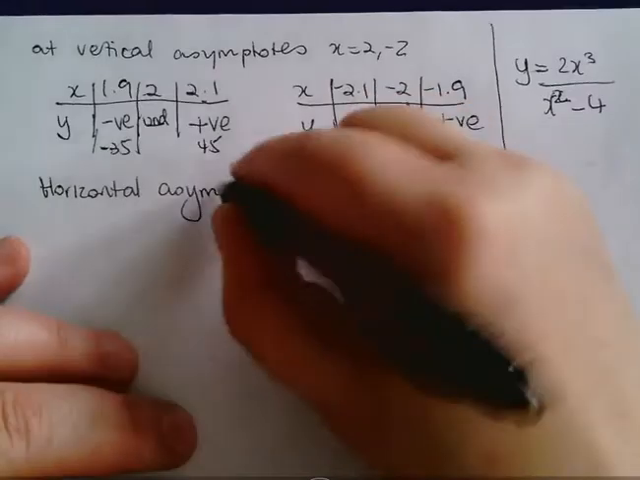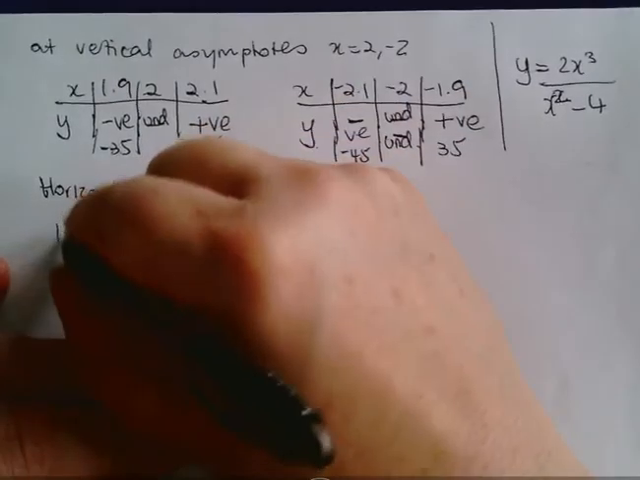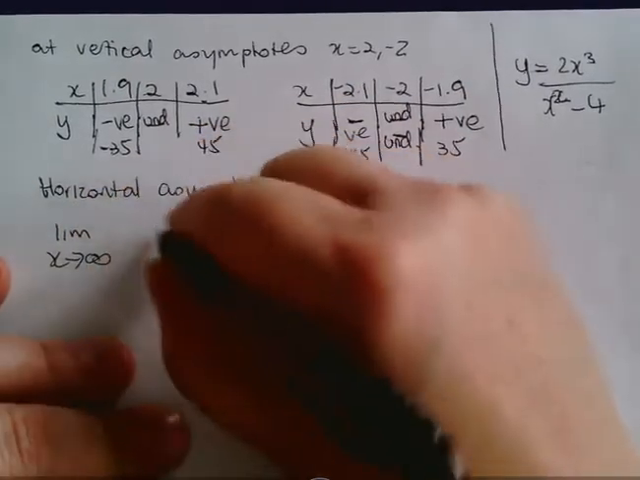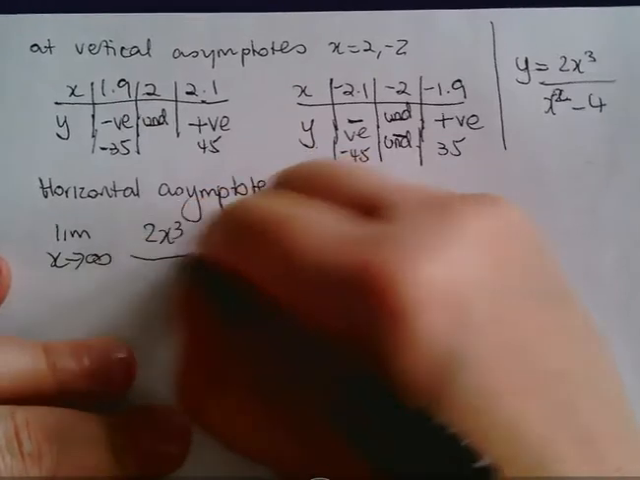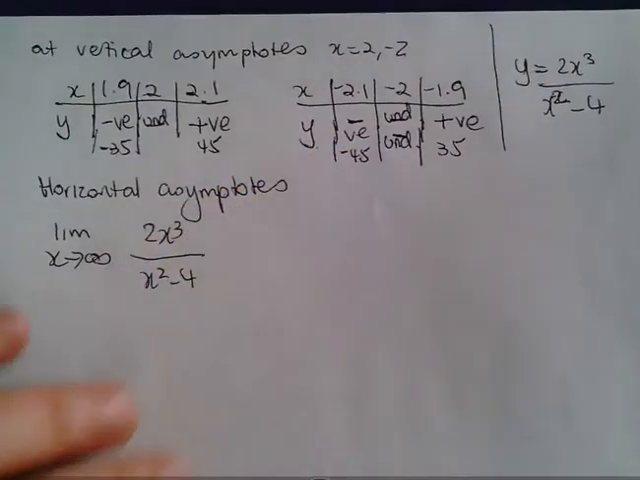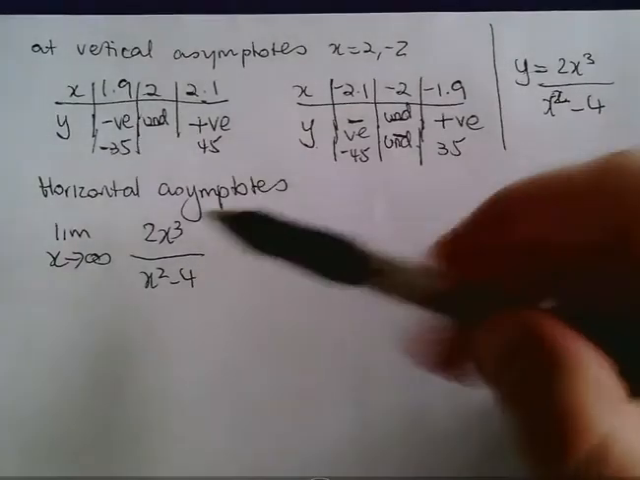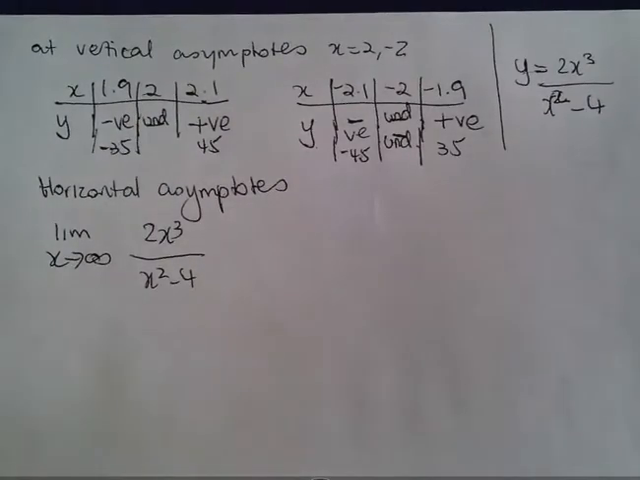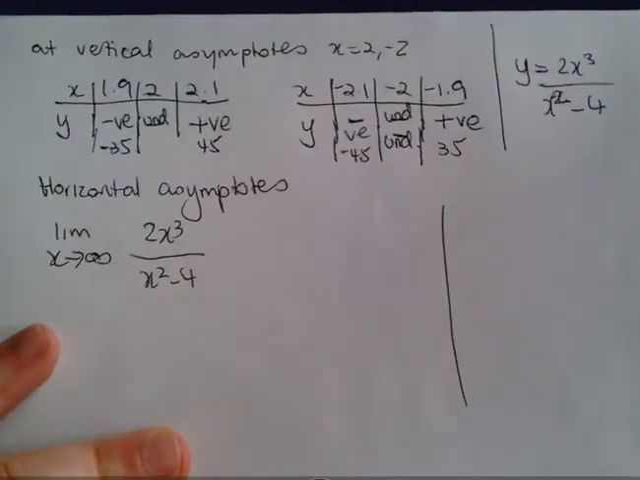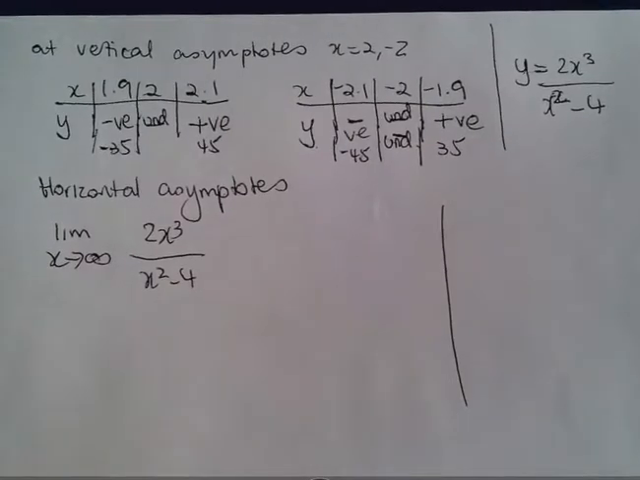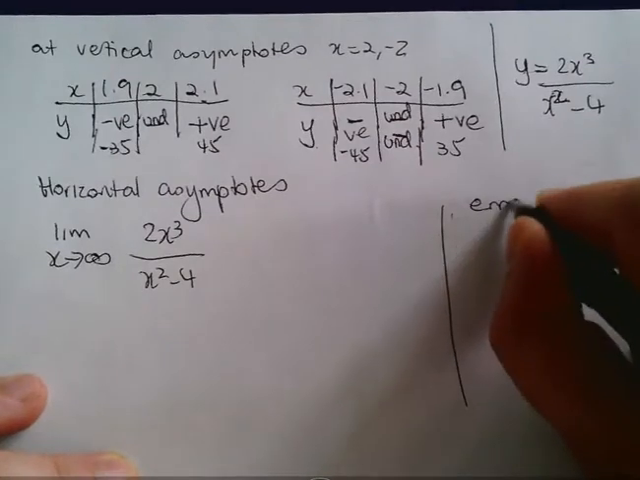All right, horizontal asymptotes. Let's go. The limit as x approaches infinity of 2x cubed over x squared minus 4. Now, what will happen here, you don't divide through the highest power of x. You divide through by the highest power of x in the denominator. Say you forgot how to do these limits. Let's say you decide to divide through by x cubed. Watch. This is the error.